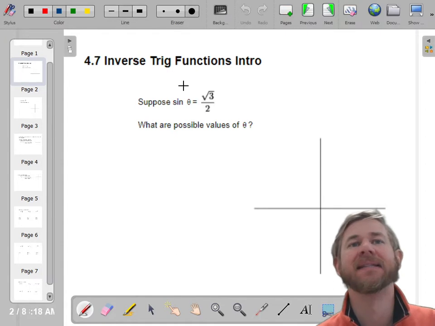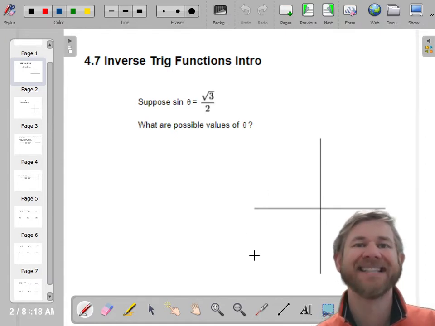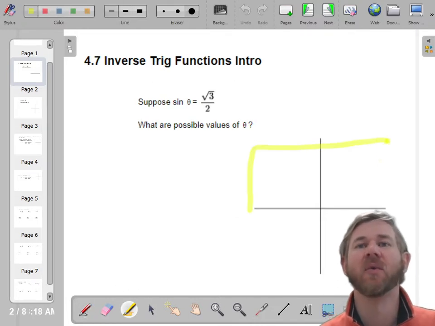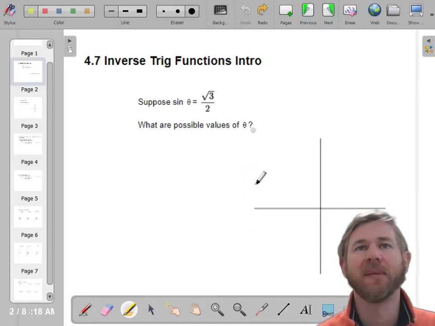If it says that the sine of some angle is radical 3 over 2. So remember, sine is the y values. So we're talking about being somewhere up here. It's got to be positive. So the y values are up here and they're positive.